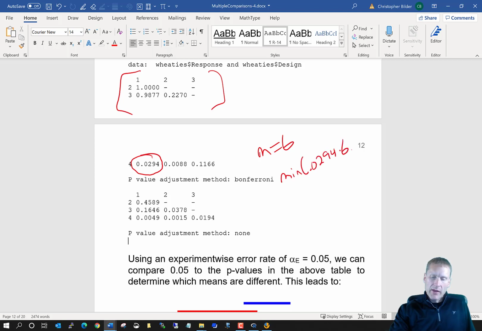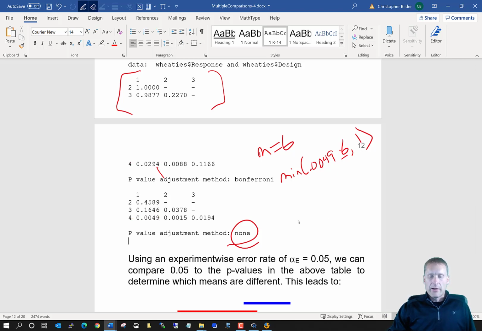0.0294 times 6 with 1, I would get, oops, actually, I'm sorry. Excuse me, I wrote that wrong. Okay, let me restate that. So without the correction, the p-value is 0.0049. That's from Fisher's protected LSD. If I take that 0.0049 times 6, I get 0.0294. So that's the relationship between these two different tables.